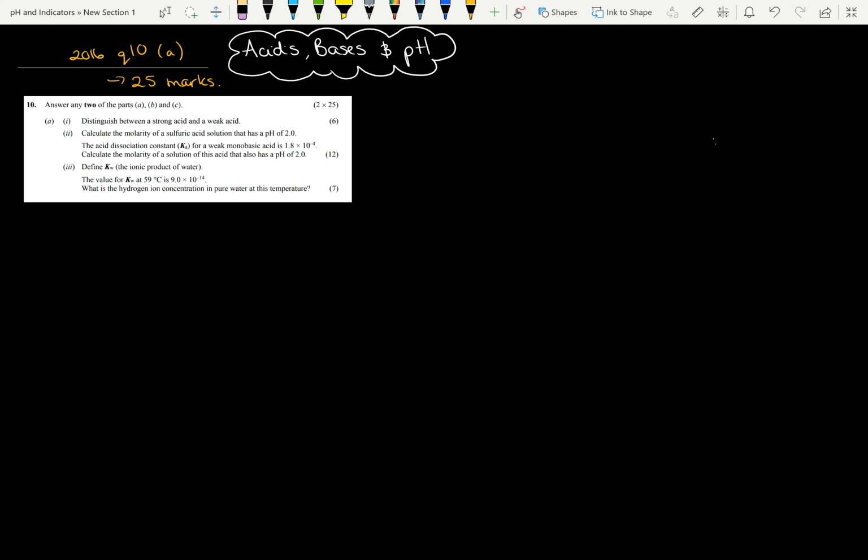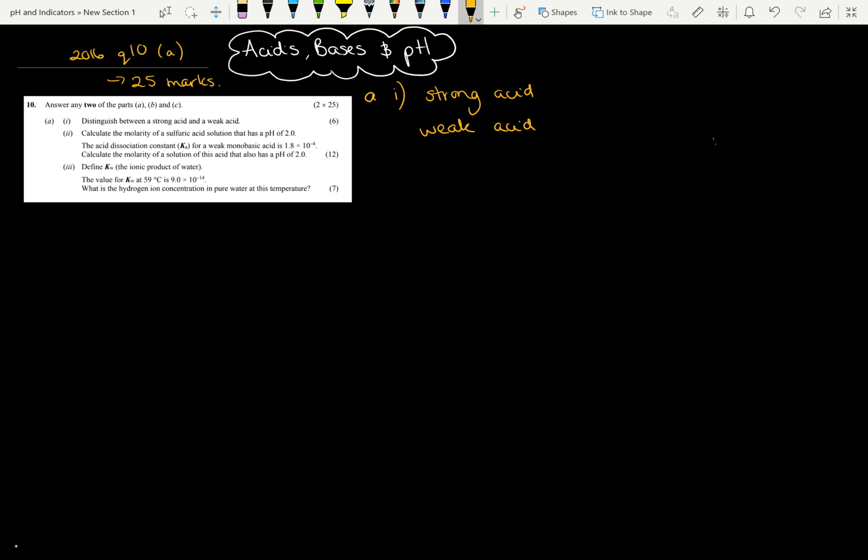Okay, here we have the acid-base question that came up in the 2016 paper, and you can see it came up in question 10, part A, so it was a nice little question worth 25 marks. So the first thing that they ask us for is to distinguish between a strong acid and a weak acid.